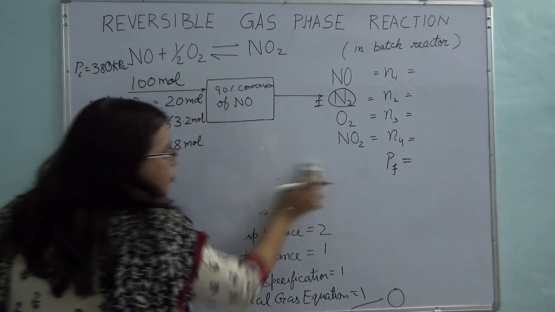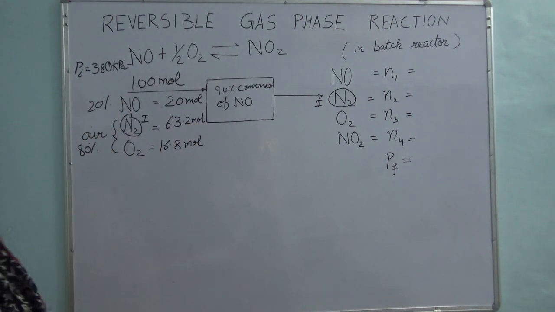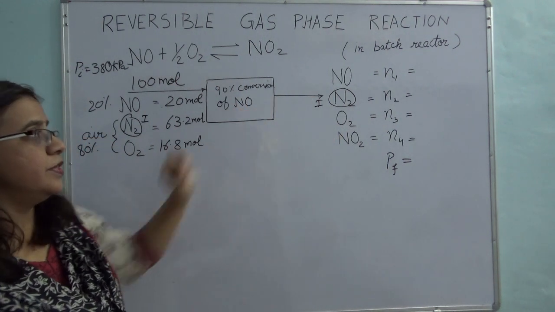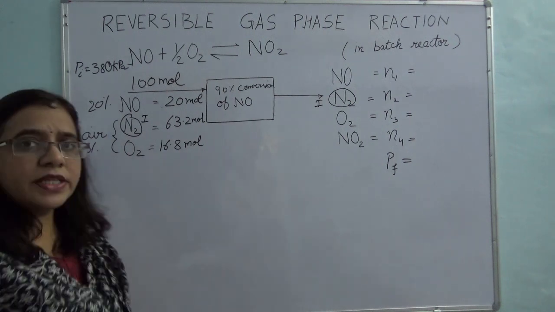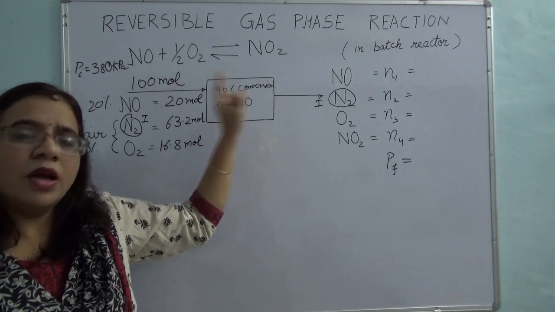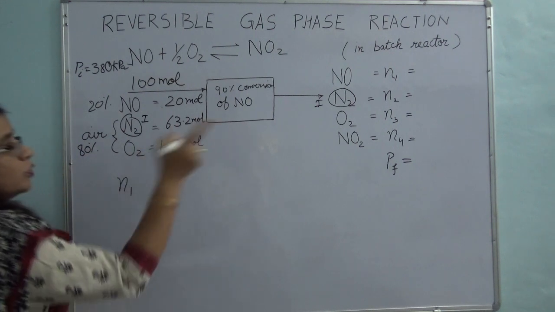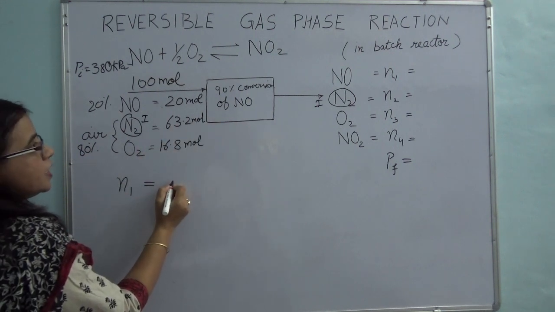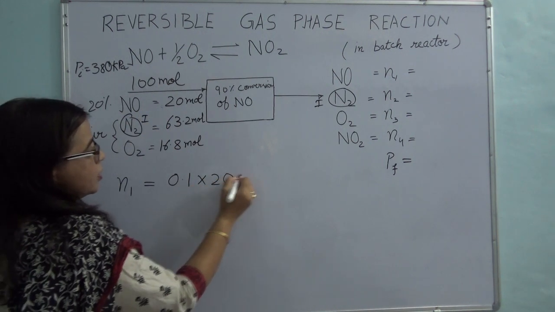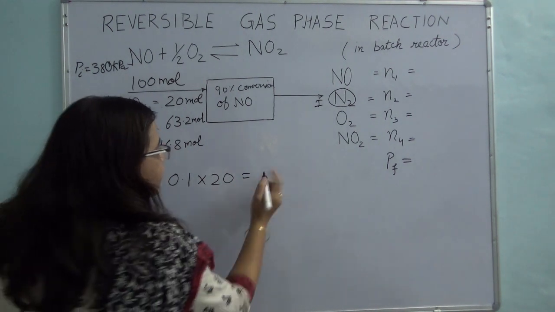Whenever I solve such type of problems, I ask you to first make use of your process specification. And what is that? Conversion of NO is 90%. So how much is unconverted? Conversion is 0.9. Unconverted fraction is 1 minus 0.9, that is 0.1. So the amount of NO which is unconverted is equal to 0.1 times what is going in, and that is 20. So directly I get 2 moles.